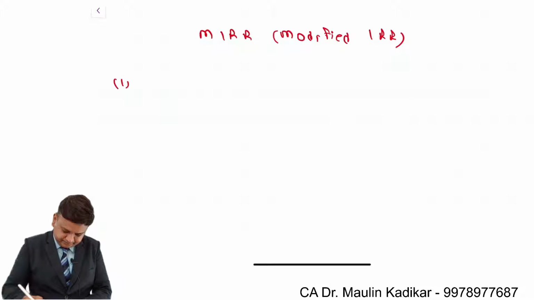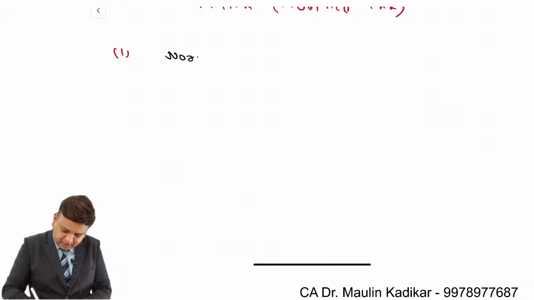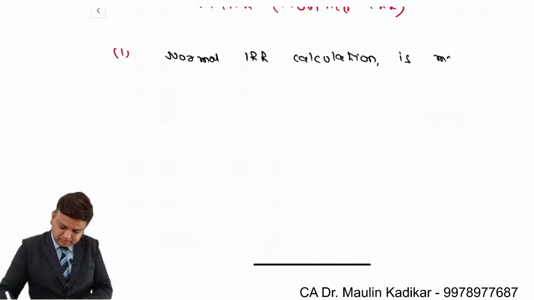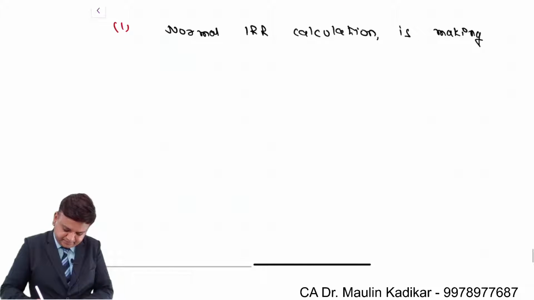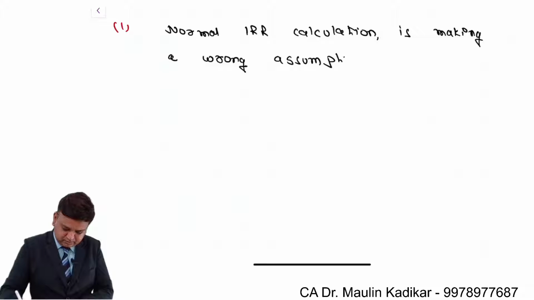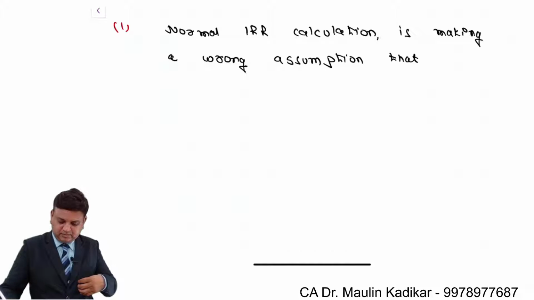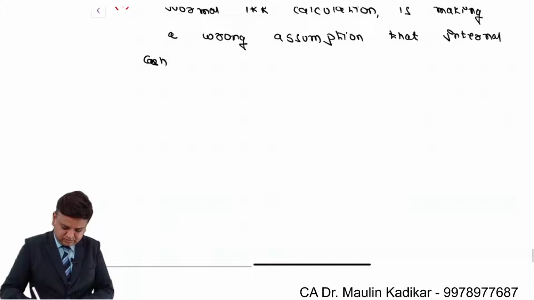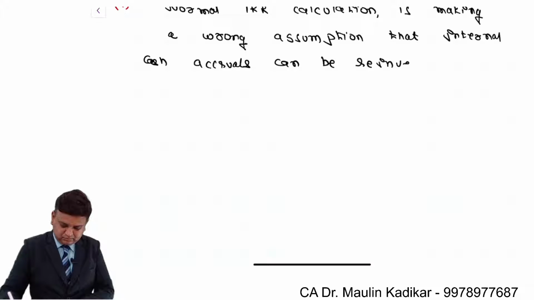Write down the first point. Normal IRR calculation is making a wrong assumption that internal cash accruals can be reinvested at the rate IRR.